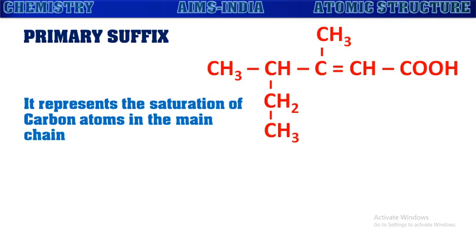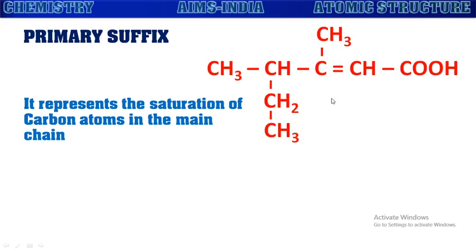Primary suffix represents the saturation of carbon atoms in the main chain. So, if all the carbon atoms in the main chain contain only single bonds between them, then the primary suffix will be ane. If there are one or more double bonds between the carbon atoms, then the primary suffix will be ene. Otherwise, if there are one or more triple bonds between the carbon atoms, then the primary suffix will be taken as yne. If it is observed in this compound, there exists a double bond between these two carbon atoms.